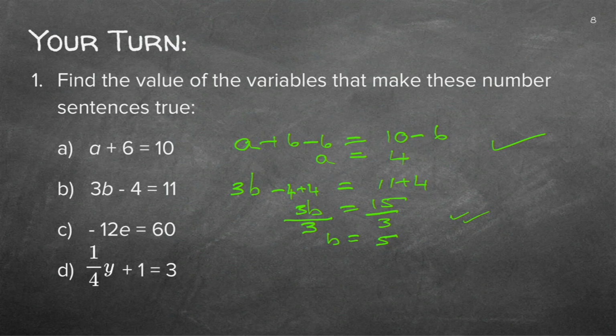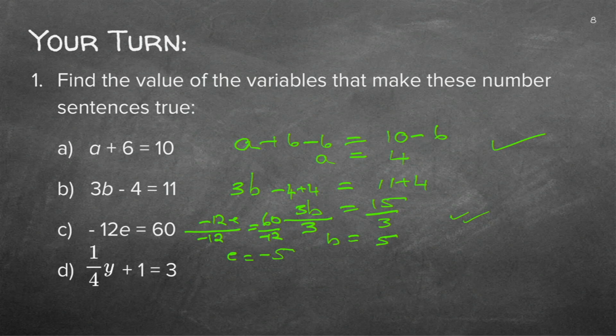Okay, so minus 12e equals 60. In order to get e on its own, we're going to say minus 12e divided by minus 12 equals 60 divided by minus 12. So in other words, e equals minus 5.